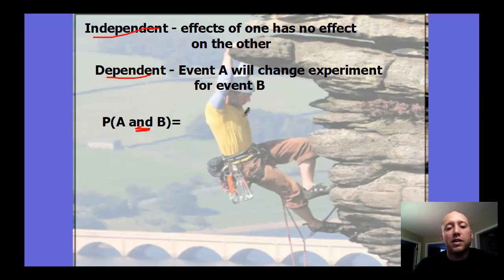And the math in it is really no different. To find the probability of A and B, you take the probability of event A, and then you multiply it by the probability of event B. The difference is that when you're doing a dependent probability, the probability for B is going to change. You're assuming that A has occurred, so the probability for B would be different.